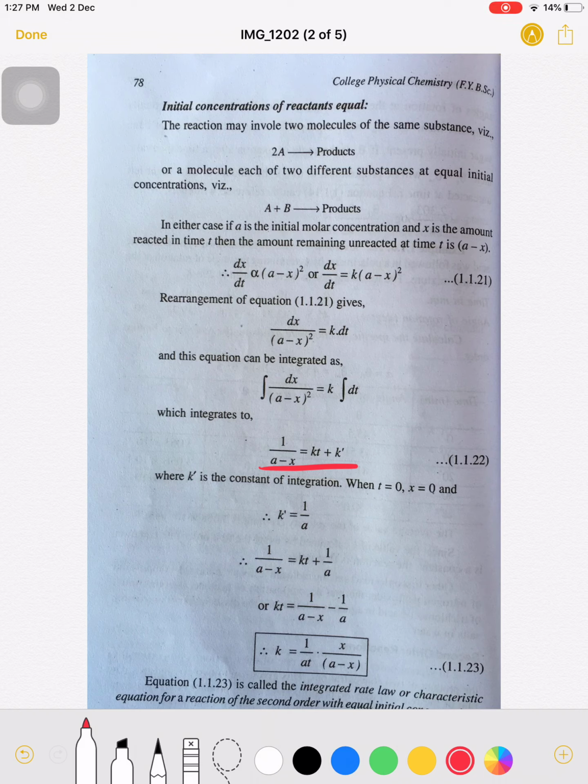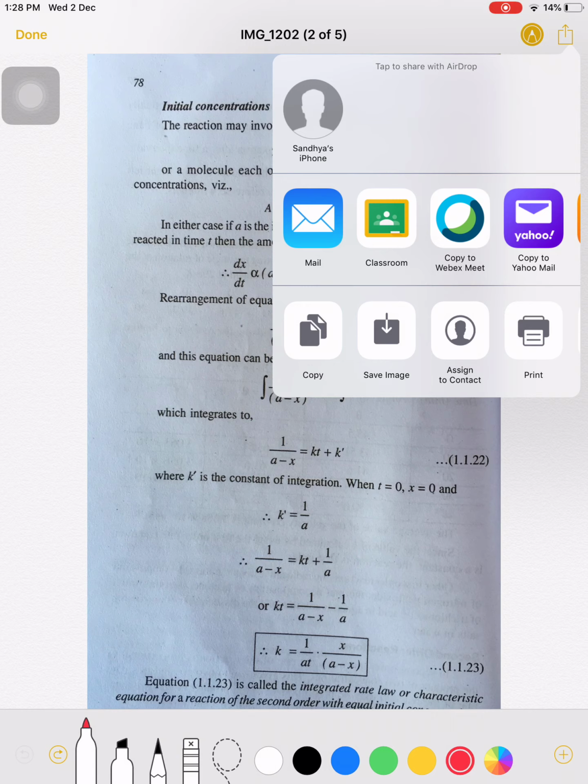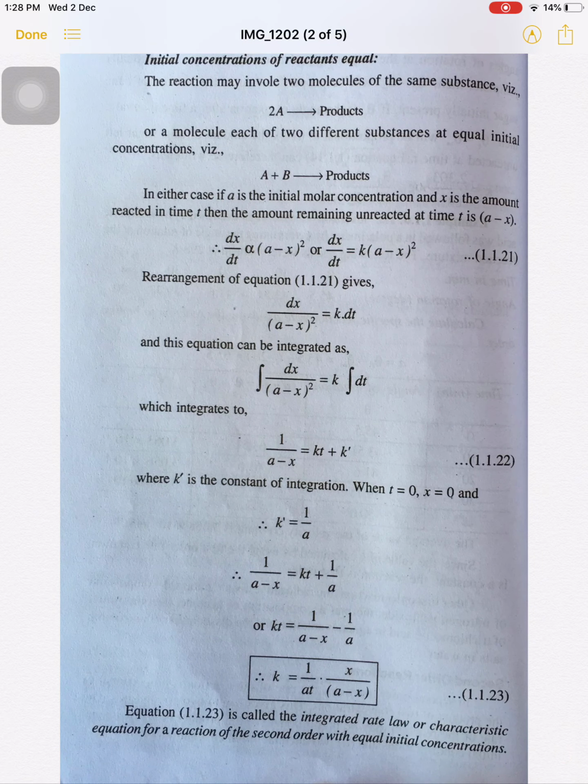To calculate k dash, we put t equal to 0 and x equal to 0 in this equation. So k dash becomes 1 by a. By putting the value of k dash in the equation, 1 upon a minus x is equal to k into t plus 1 upon a. By rearranging this equation, we have k is equal to 1 upon a into t, x upon a minus x. So this equation is nothing but the integrated rate equation for the second order reaction.